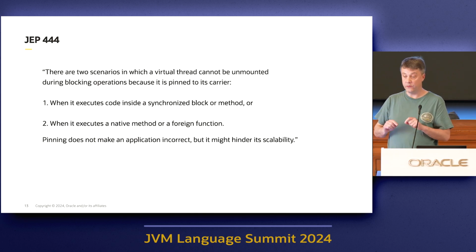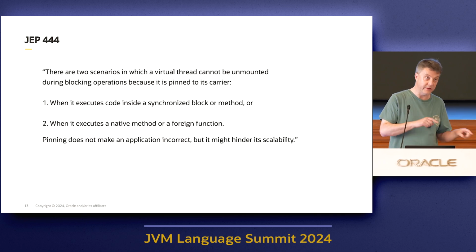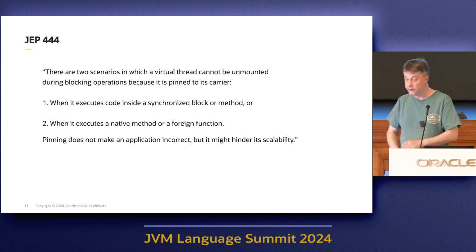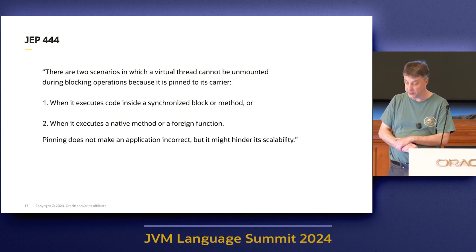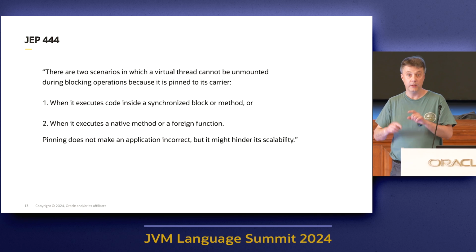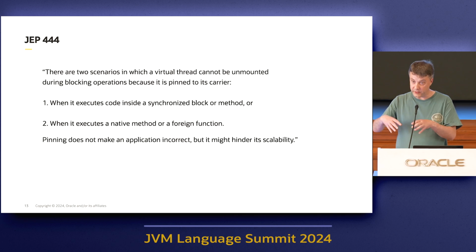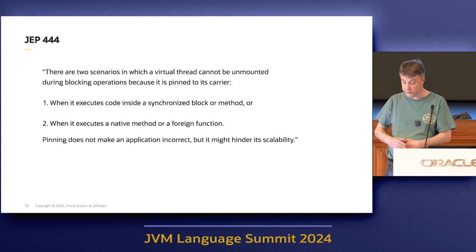Okay, so in JEP 444, which is the JEP where we made virtual threads a permanent feature, we have some little text, I'm going to read this slide. There are two scenarios in which a virtual thread cannot be unmounted during a blocking operation because it's pinned to its carrier. When we say the word unmount, what we mean is that in the blocking operation, we can copy all these stack frames over, and free up the carrier thread to go and do other work. So we've got two scenarios.